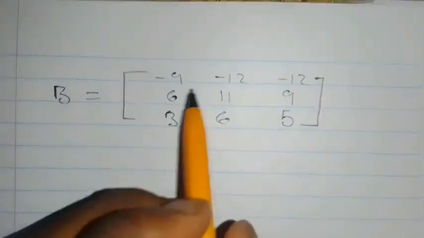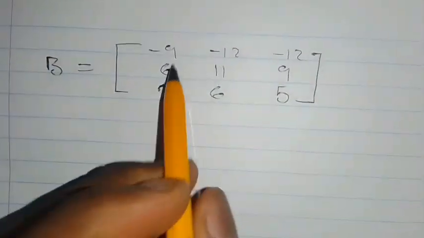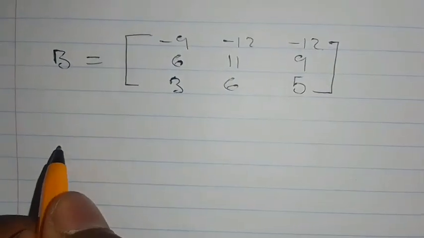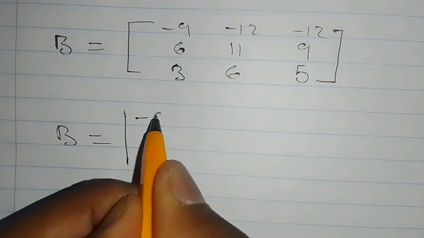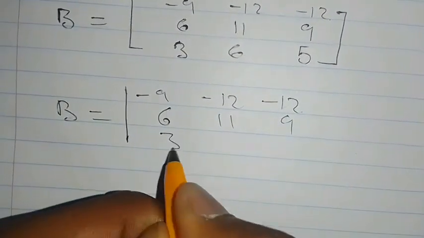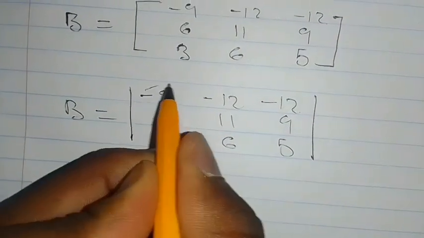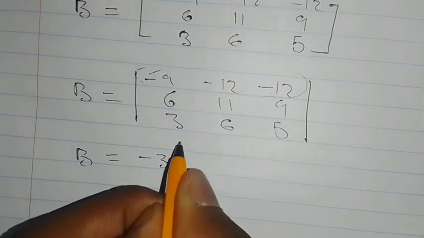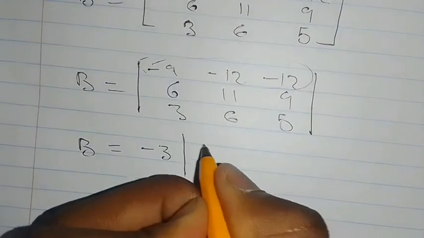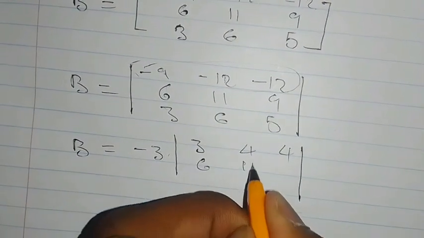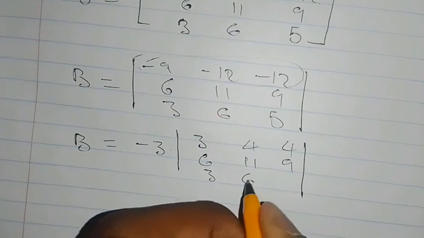Okay, so let's look at this matrix here. Here we can see that we have multiples of 3 and we have a negative sign here. So if we're looking for the determinant of B, let me write it down in determinant form: minus 12, 6, 11, and 9, and 3, 6, and 5. We can take out a factor of minus 3 in the upper row like this. Then we have minus 3 multiplied by the determinant of this divided by minus 3, which is going to be 3. And then this one you'll have 4 and 4 like that. Then you have 6, 11, and 9, and 3, 6, and 5. So now we have something like this.